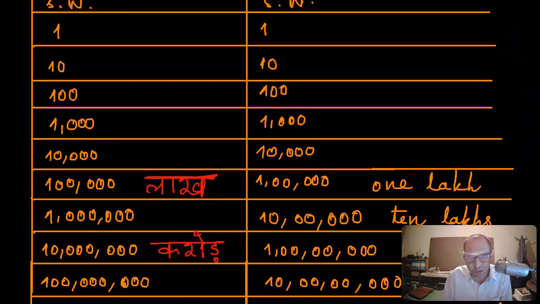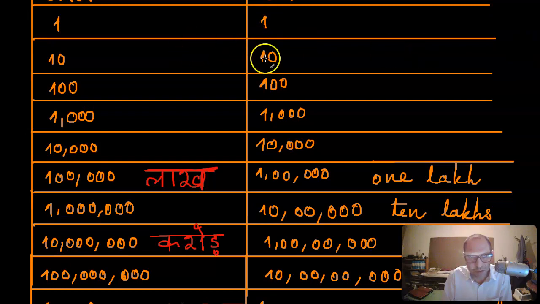So then basically the numbers are, meaning that you have a 1 and a 1 over, a 10 and a 10 over, 100 and 100, essentially the same, 1,000 and 1,000, 10,000 and 10,000. But then 100,000 is written this way, right? And then it's called 1 lakh, right?